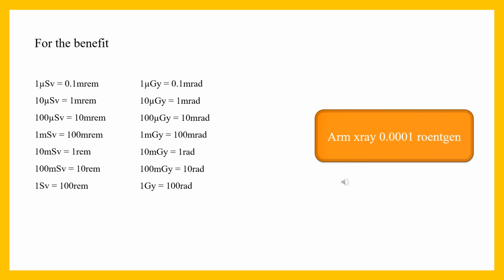1 microgray equals 0.1 millirad. 10 micrograys equals 1 millirad. 100 micrograys equals 10 millirads. 1 milligray equals 100 millirads. 10 milligrays equals 1 rad. 100 milligrays equals 10 rad. 1 gray equals 100 rad.